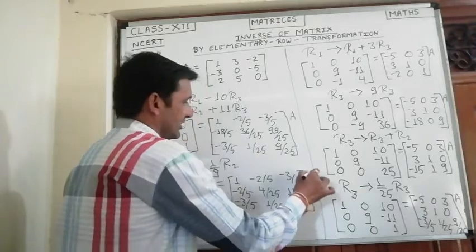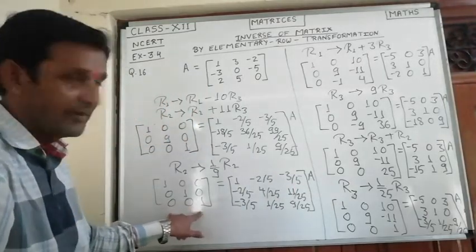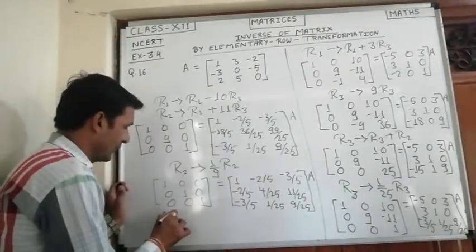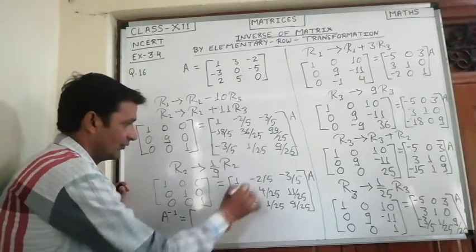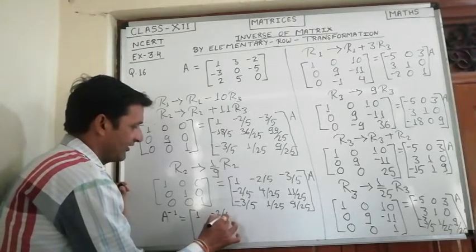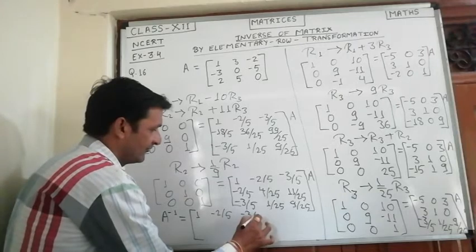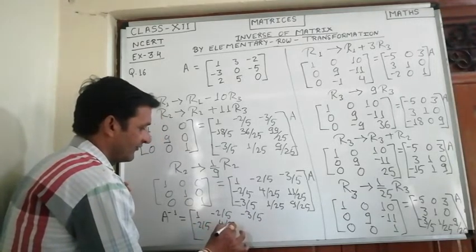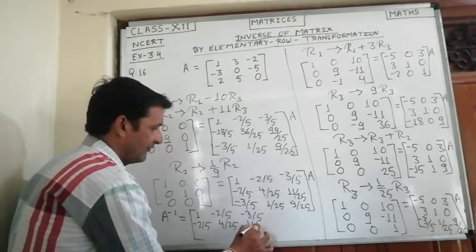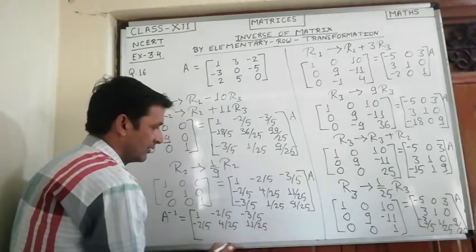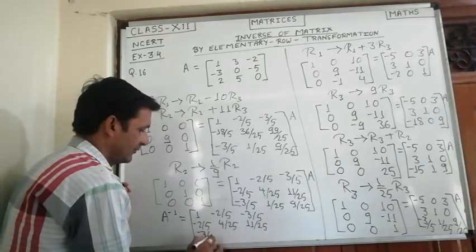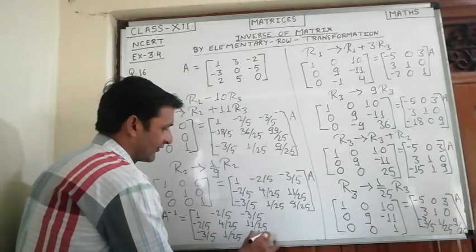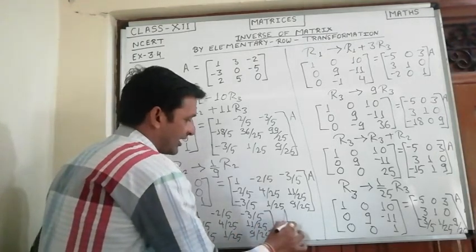Let us see. It is A. So this is identity matrix. We may write it I. So this A will become A inverse here. So A inverse is equal to what value? This complete value. 1 minus 2 by 5 minus 3 by 5, minus 2 by 5 4 by 25 11 by 25, minus 3 by 5 1 by 25 and here it is 9 by 25. This is our final answer.